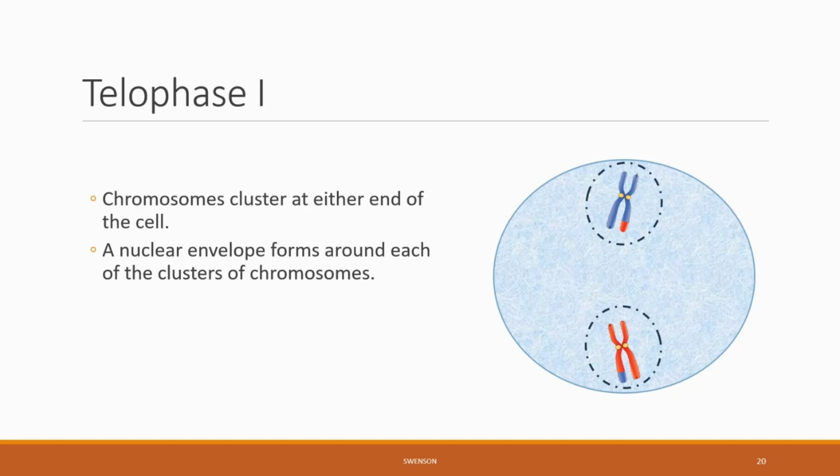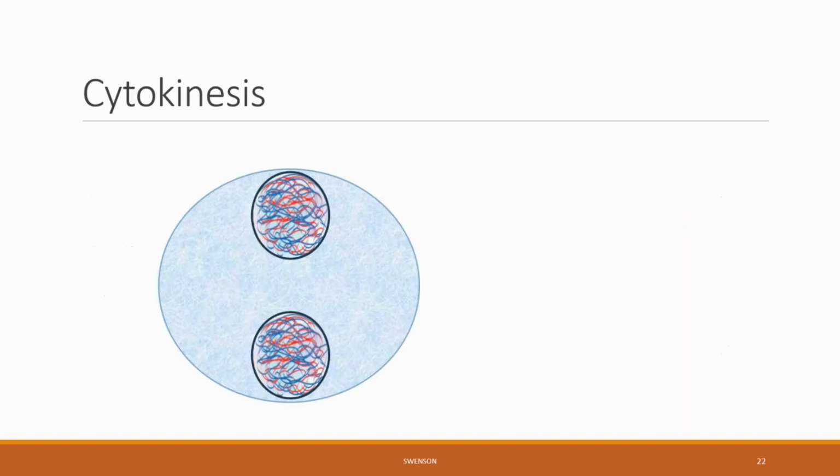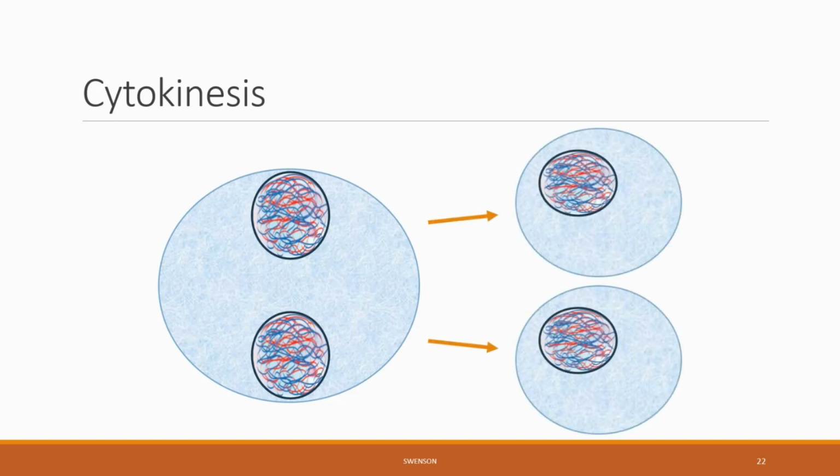This is the result of anaphase. During anaphase in meiosis, the homologous chromosomes moved apart. And now the chromosomes decondense back into the form of chromatin. Finally, at the end of meiosis I, cytokinesis occurs. Remember, these new cells have a different chromosomal structure due to crossover, so the cells are not exact copies of the parental cell.